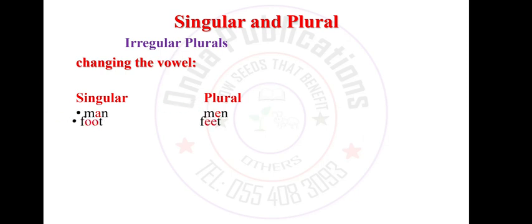Let's look at a word like foot. The plural is feet. The vowel has changed to E. Let's look at tooth. We then get teeth. The vowel has changed.